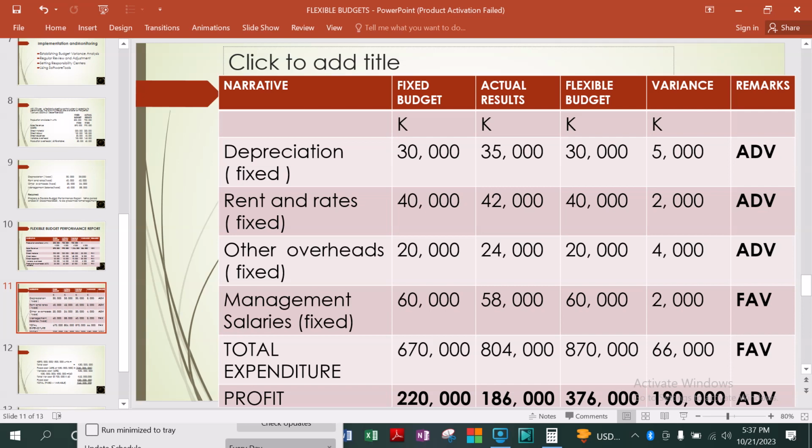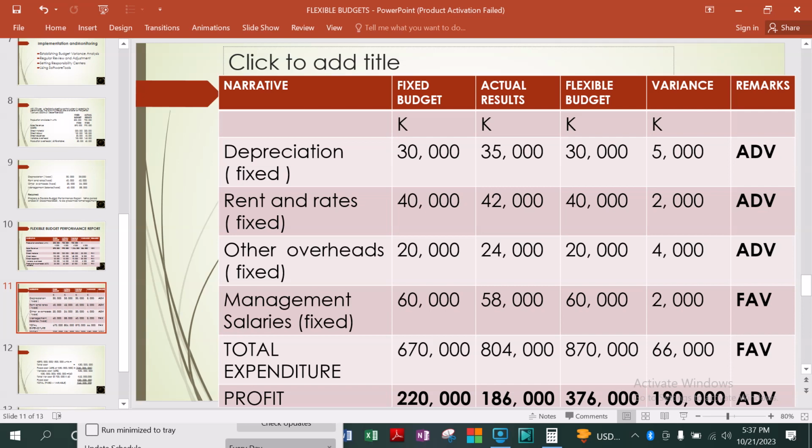Under rent and rates, we should have spent 40 million, we spent actually 42 million, so overspent by 2 million, adverse variance. Under other overheads, we should have spent 20 million, we overspent, we spent 24 million, the 4 million difference adverse variance. Under management salaries, we should have spent 60 million, we spent 58 million, we saved 2 million. This is favorable variance.